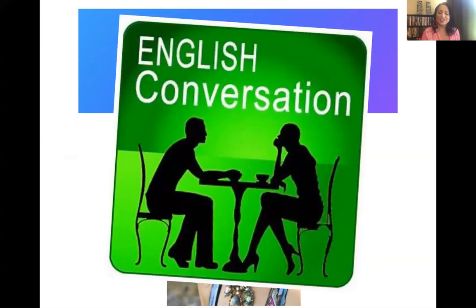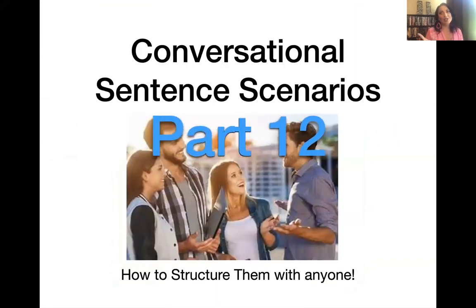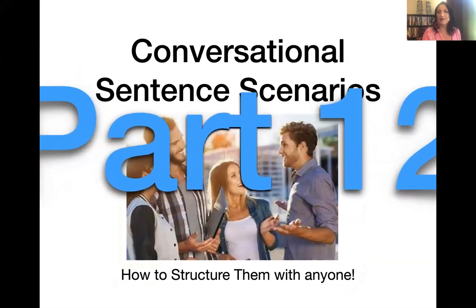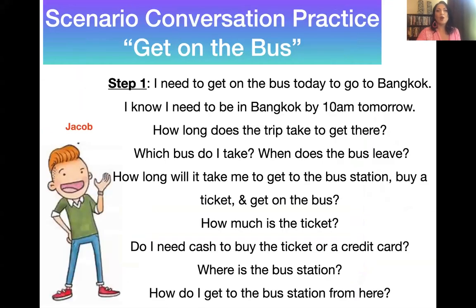And today is English Conversation Scenarios, Part 12. Hopefully you've been following along with our entire series. Last class, we went over our first scenario, get on the bus. Remember that a conversation is an informational exchange where we give and receive information. We helped Jacob get on the bus because he needed to get to Bangkok by 10 a.m.